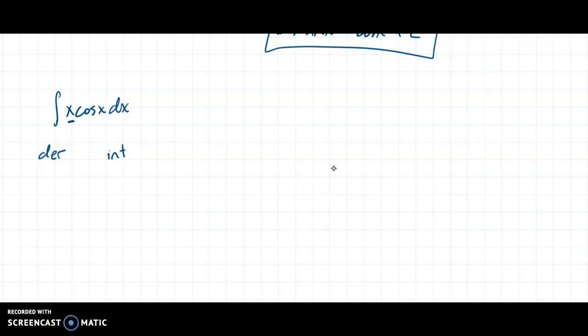I take the one that is going to derive away. For example, this x right here, if I were to take its derivative once, I would get 1. If I take the derivative again, I get 0. So any polynomial, for example x to the 6th, if I derive it 7 times, it'll derive away. Cosine will not do that. So I put on my dir side my x, and then I put on my int side what is left over, which is, in this case, cosine x.